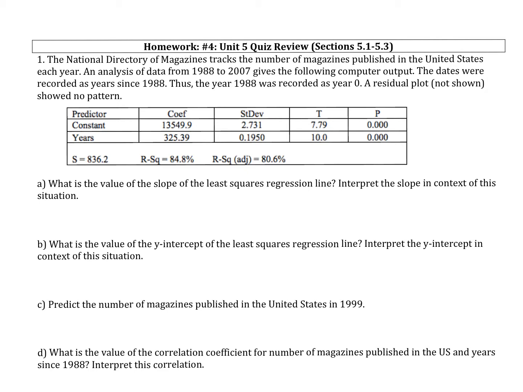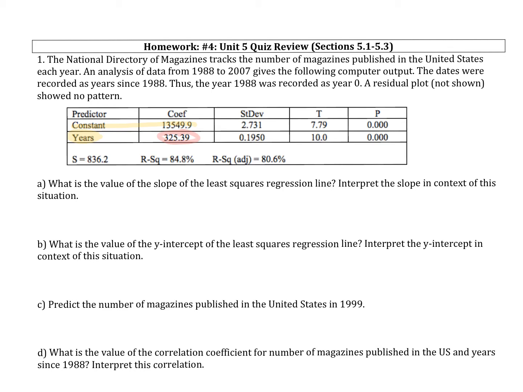So number 1 says the National Directory of Magazines tracks the number of magazines published in the United States each year. An analysis of data from 1988 to 2007 gives the following computer output. The dates were recorded as years since 1988. Thus, the year 1988 was recorded as year 0. Residual plot is not shown, showed no pattern. All right. So remember that this is your x variable, this is your slope, this is your y-intercept right here.